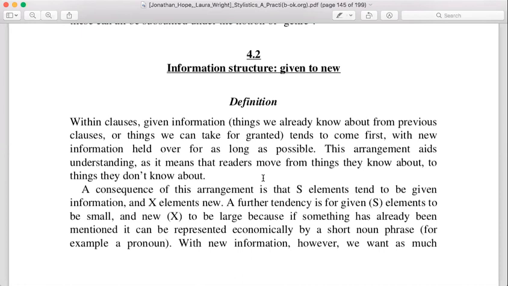The newer information usually consists of nouns, and the given information consists of pronouns, because in the given information we already know who the person being referred to is. But when a new noun is introduced, then that's newer information for us. Okay.